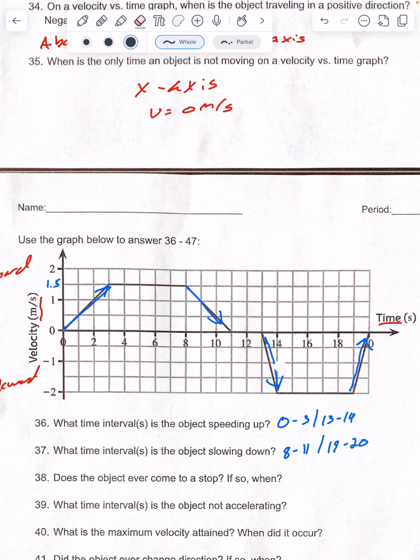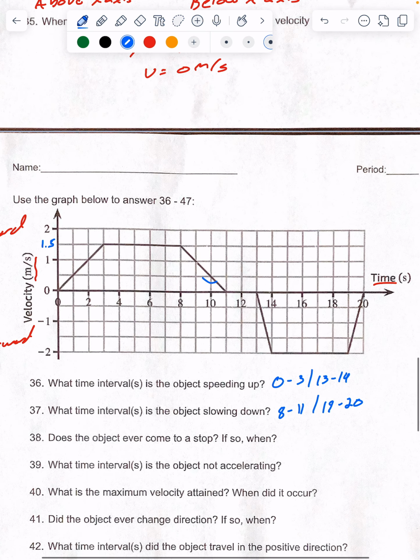Okay, so let's clear up this graph again so we can answer some more. Does the object ever come to a stop? If so, when? Yes, anytime you touch that 0 line. So that means right here you stopped, and again right here. I would say you stopped from 11 to 13 seconds, and then you stopped again at 20.